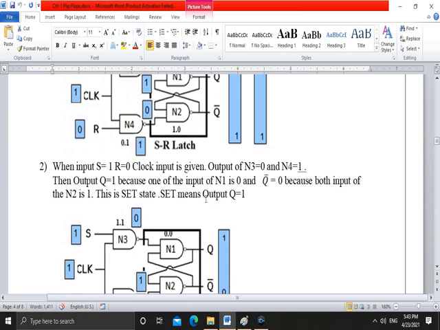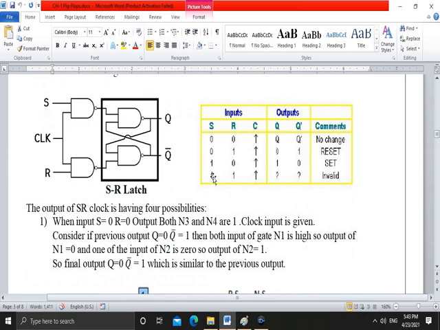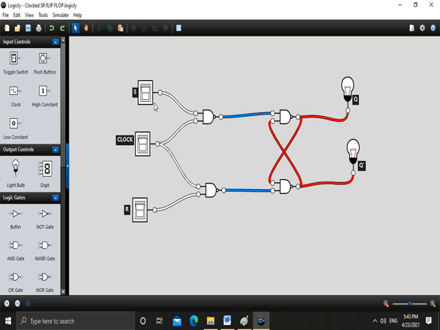We have to write this in truth table. S equal to 1, R equal to 1, clock is given, output is invalid. We can check this in simulator.